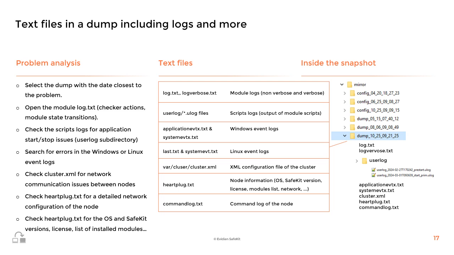If you have any network communication issues between nodes, examine the cluster.xml file to see how the networks are configured. Check also the detailed network configuration of the node in the heartplug.txt file, which contains network interfaces with their physical IP address, netmask, and virtual IP address if configured on the node. You will also find in the heartplug.txt file the OS and SafeKit versions, the license, the list of installed modules, the list of services installed on the node, and much more. Finally, the commandlog.txt file provides the list of SafeKit commands passed on the node.